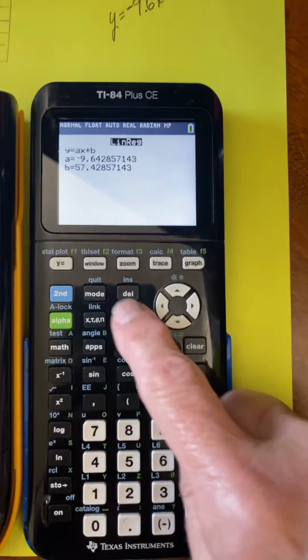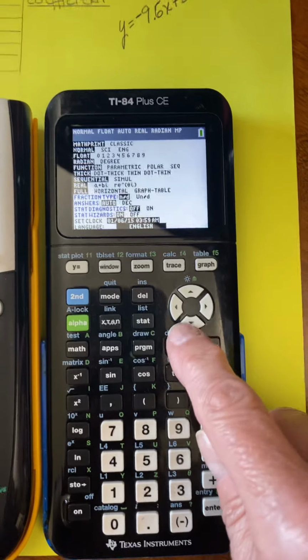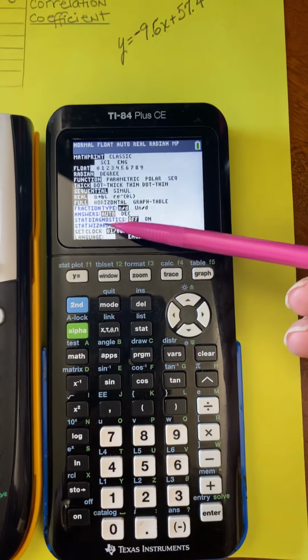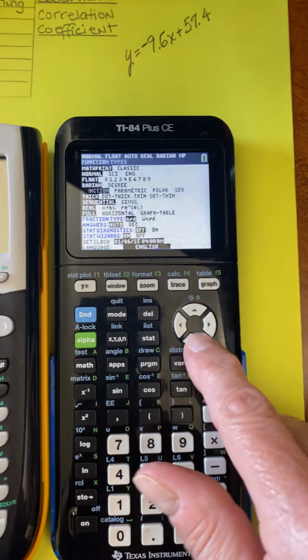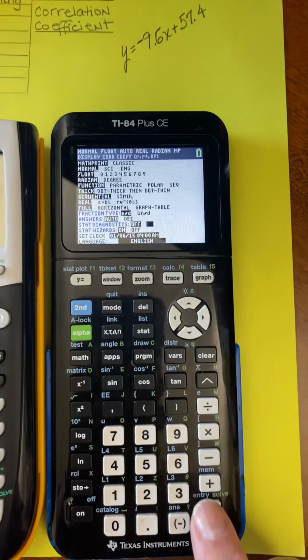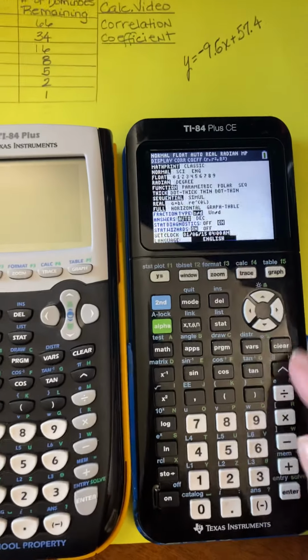The same thing is going to be done here, Mode. But now on this screen, because smaller writing, bigger screen, you see that the Stat Diagnostic is right on the page. So we scroll down to it. It's off. We want a right arrow and turn it on. So both of these work the same way.